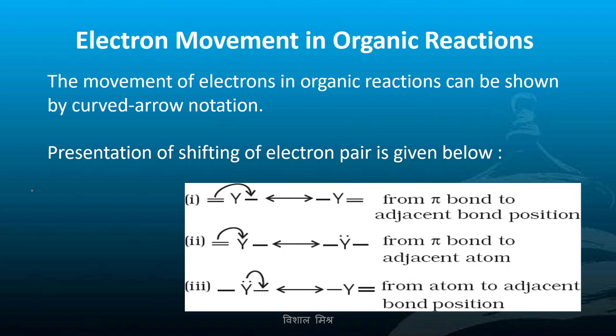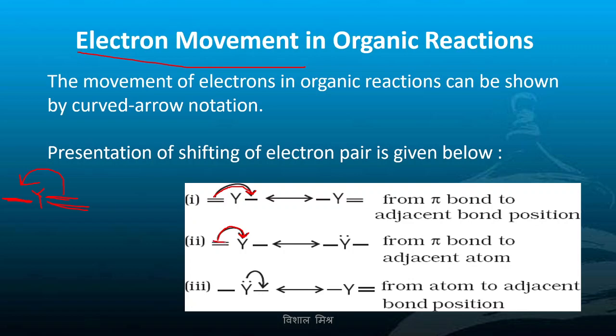We all know that there are two types of bond. There can be a double bond or a single bond. Single bonds are fixed, they cannot move from their position. But double bonds can move from one position to another. This electron movement can occur in these three ways: either the bond will transfer to the adjacent bond position, or it will transfer onto the atom first.